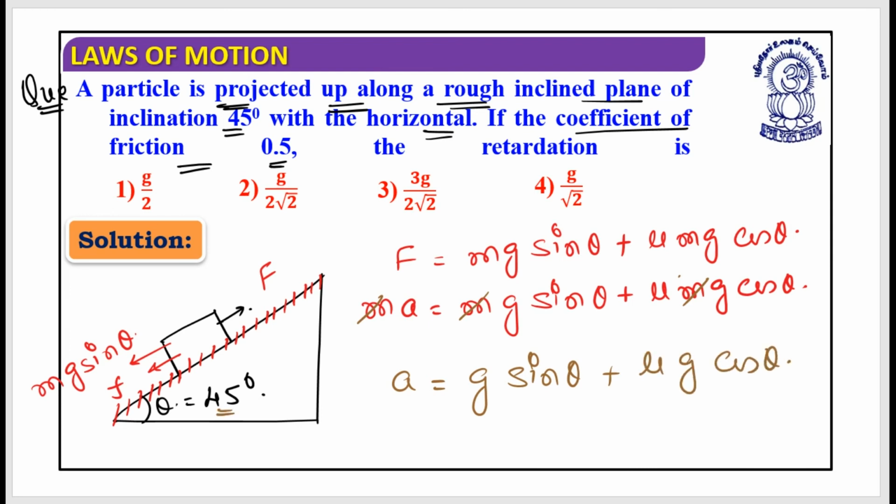This theta is 45, so this is g into sine 45, which is 1 by root 2, plus mu, which is 0.5, that is half, multiplied by g into cos 45, which is 1 by root 2. I hope this is clear. So this would be the answer for the acceleration.